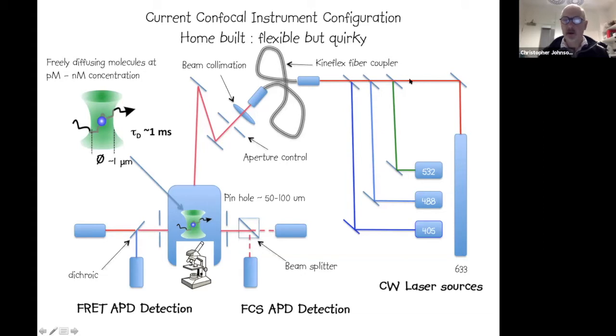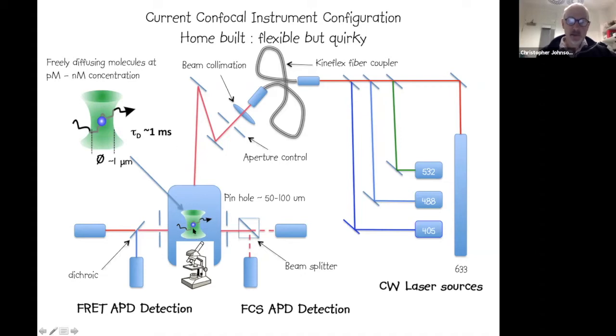These lasers are combined through a series of optics into a fiber optic. We then process the beam coming from this. We collimate it and control the aperture of it, and then this is directed into the objective of a conventional confocal microscope. The way it's configured gives us an observation volume of about a micron in diameter, and we can look at freely diffusing molecules in the picomolar to nanomolar concentration range.